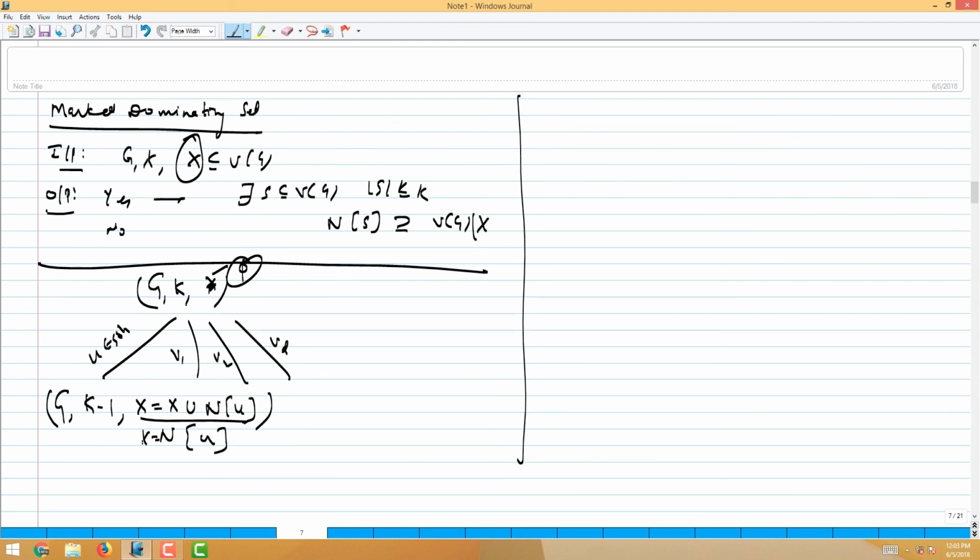And if there was a dominating set in G that was covering everything, then there is a dominating set in one of these branches, because that dominating set would be picking one of these things, and if you pick u, you would have already covered N of u, and then the remaining things will be dominated by that solution minus u.